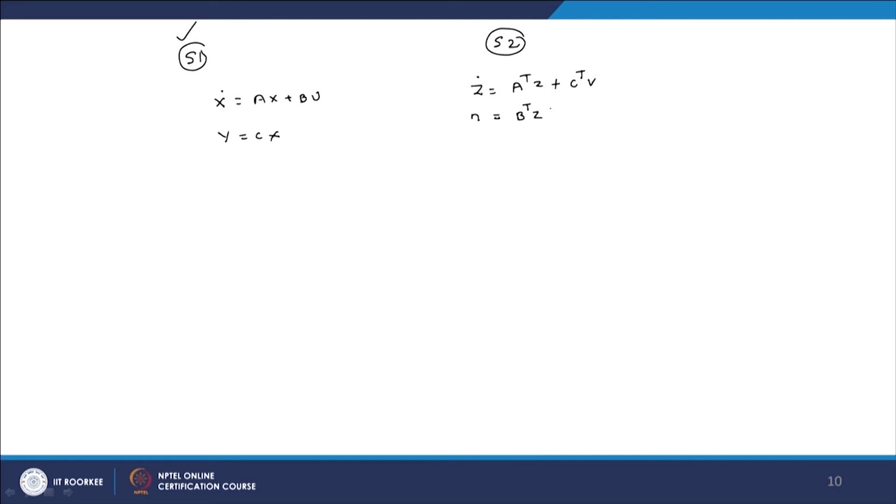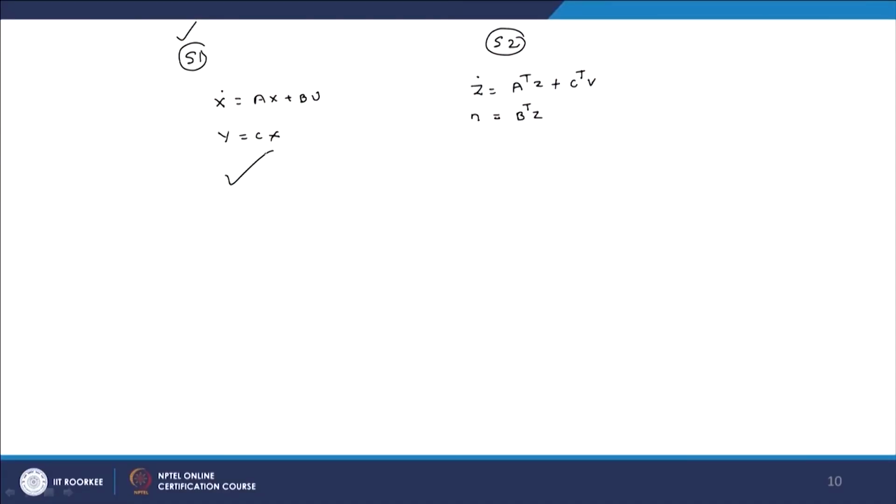So here we can take different inputs and different outputs, but the thing is that A is coming as A transpose, C is coming as C transpose, and B is coming as B transpose. Now what we will do is check the controllability and observability for this system S1, and also the controllability and observability of system S2.